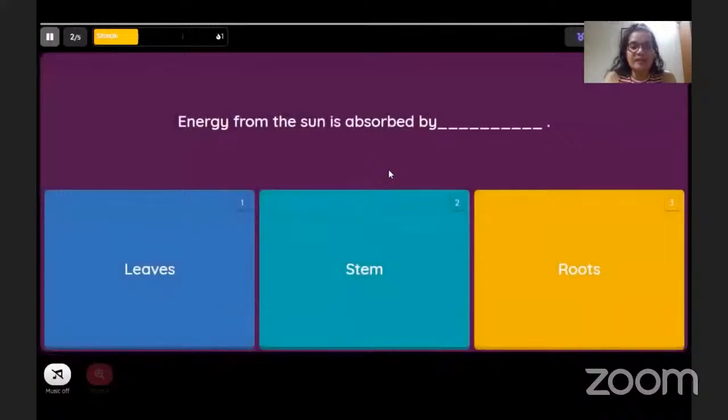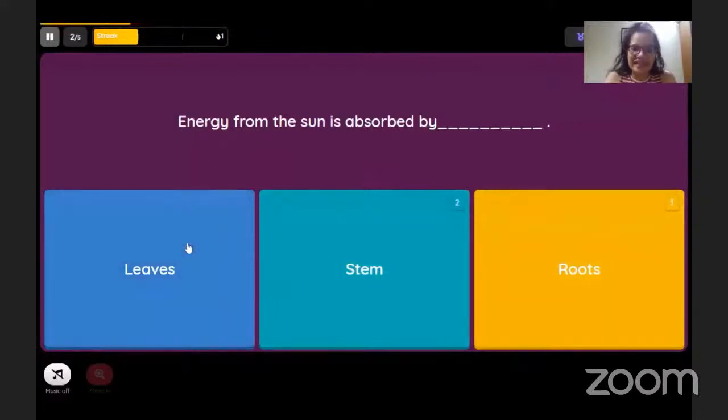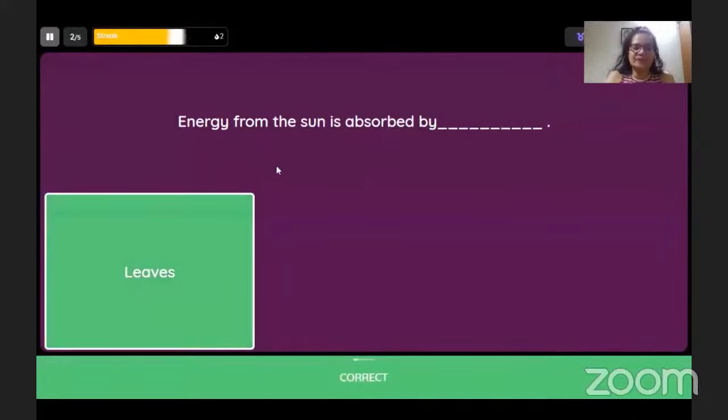Next question. Energy from the sun is absorbed by dash. The leaf absorbs the energy from the sun and also takes in carbon dioxide through the stomata. So your answer is leaf. What does the stem do? It transports the water from the roots to the leaves and the other parts of the plant. What do roots do? Roots absorb the water. So who absorbs sunlight and energy from sunlight? Your answer is leaves. Very good.